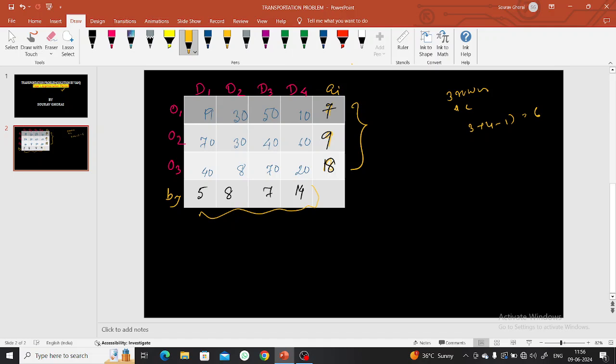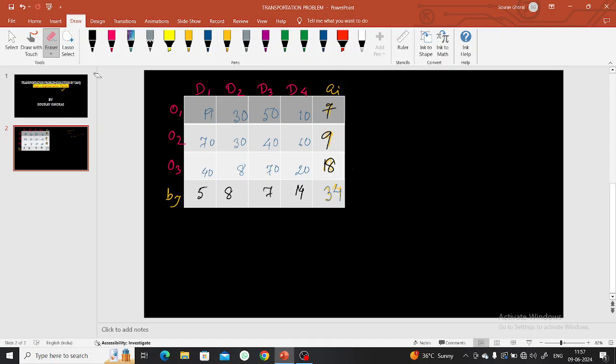If we sum the supply 7 plus 9 plus 18, that will be 34. And if I sum the demand 5 plus 8 plus 7 plus 14, that is also 34. So this is a balanced problem. Now let us discuss how to solve this problem by using Vogel's approximation method. The question is how can I find the solution by using Vogel's approximation?